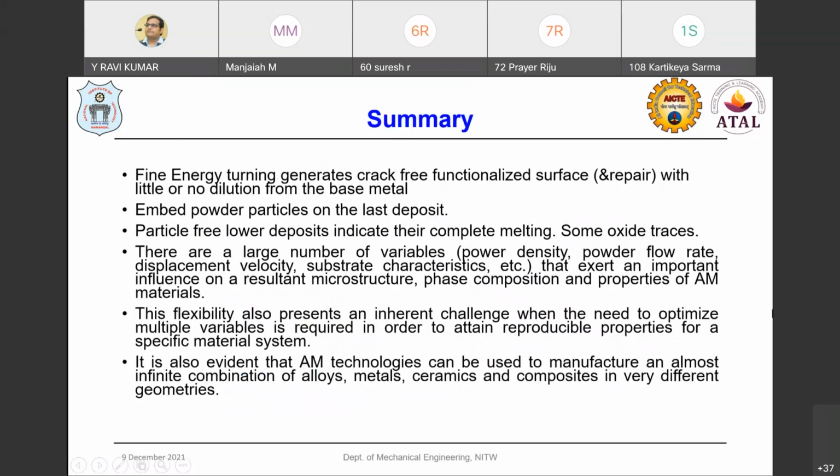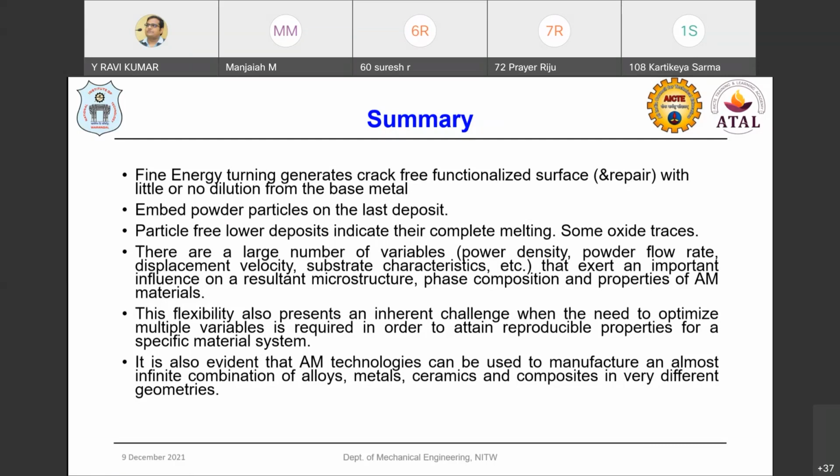And from this, if I conclude or summarize what we have tried to address: fine tuning of energy is required to avoid crack defects in the fabricated parts or the functional repairing parts, with little or no dilution from the base metals. Also, some embedded powder particles are there, which can be observed in the last deposits. When you control the scan speed, that can be minimized. Even the particle-free lower deposits indicate incomplete melting, and also some oxide traces will be there.